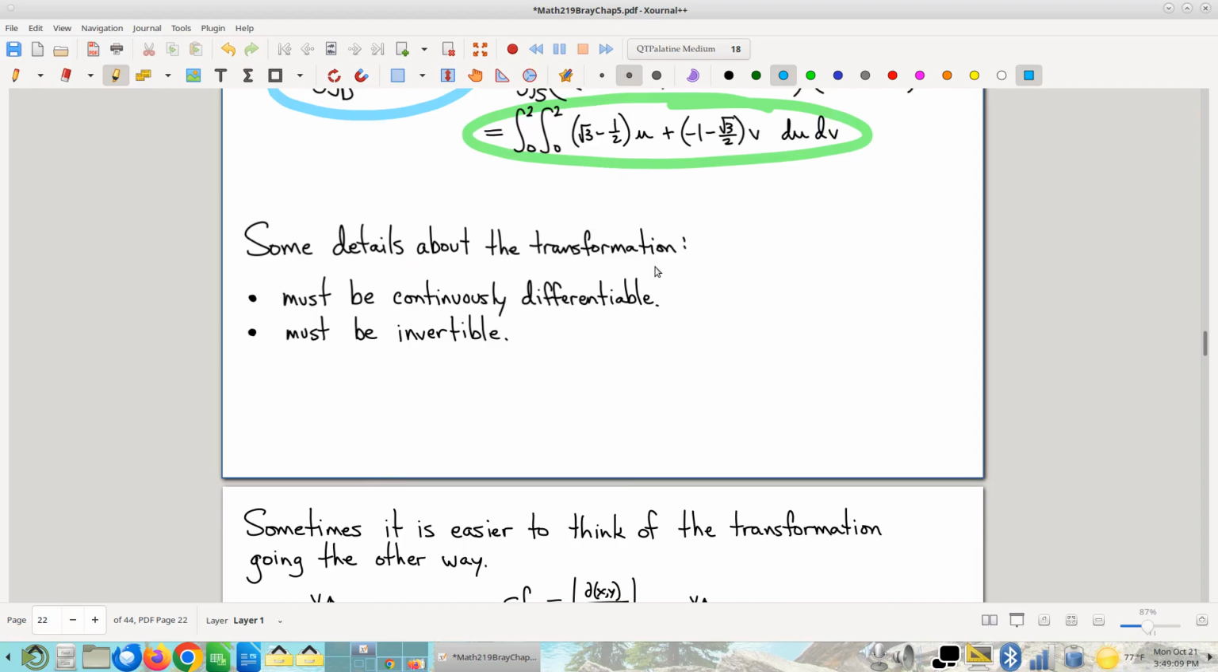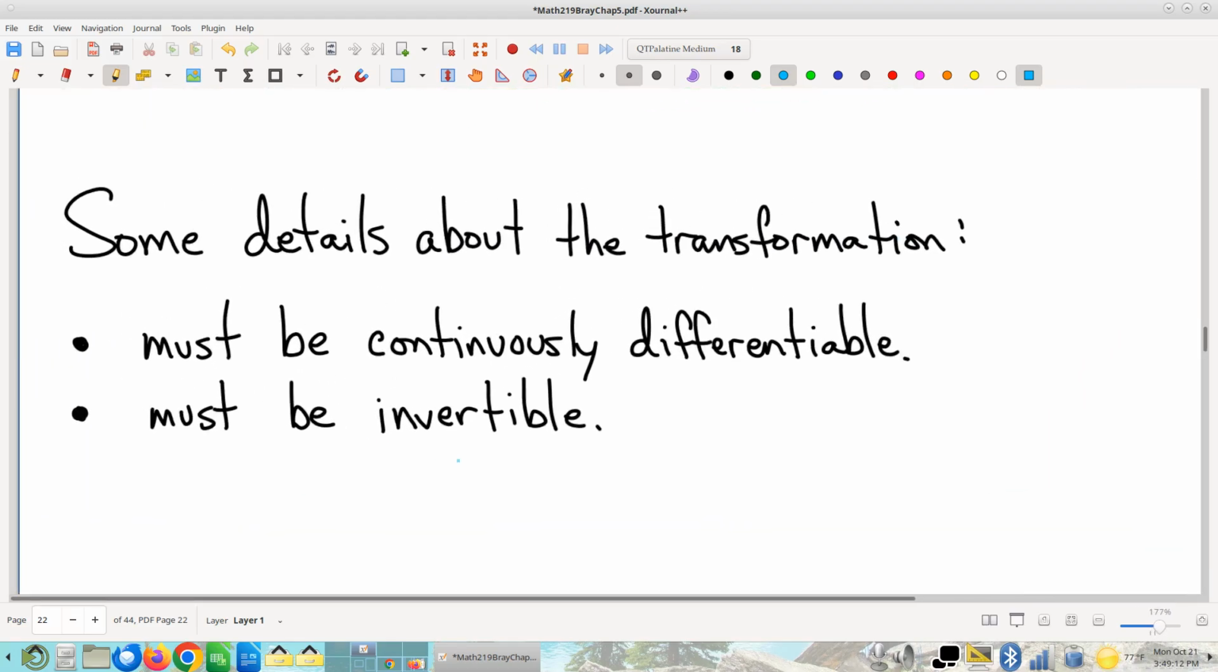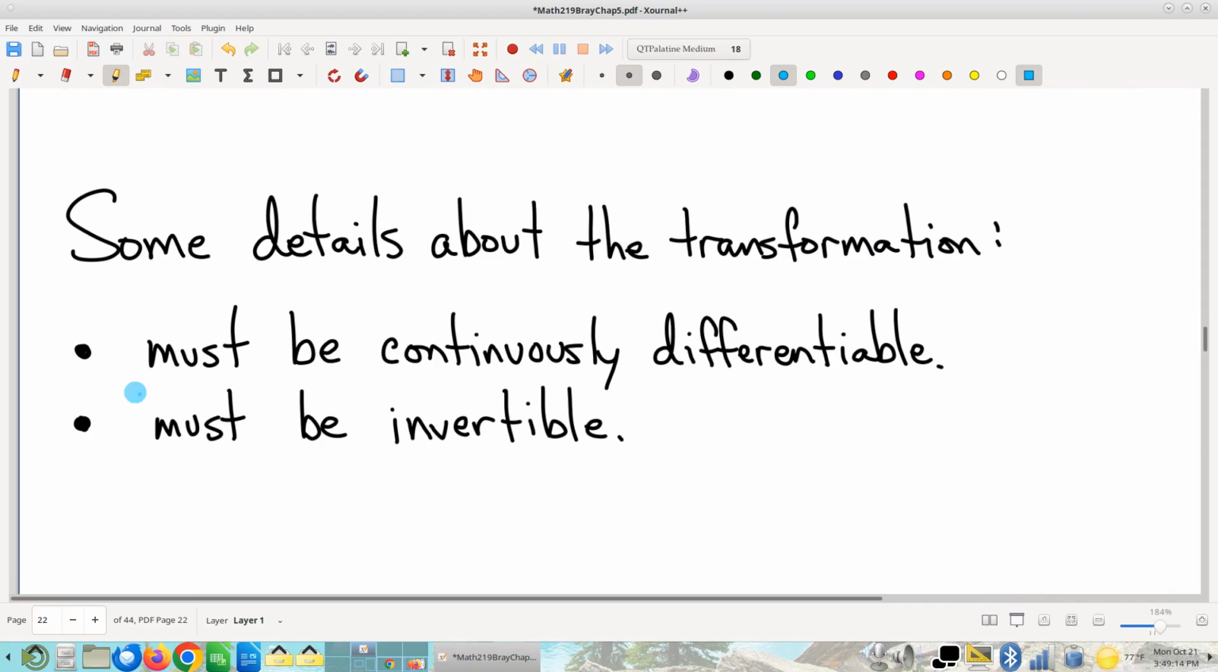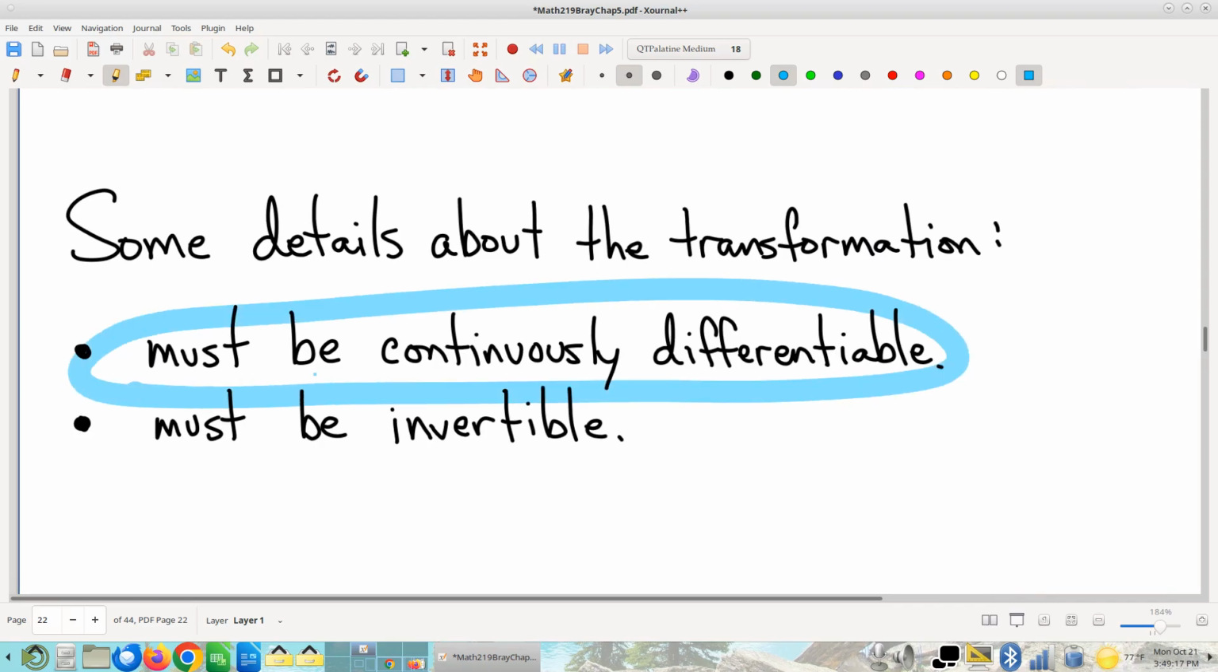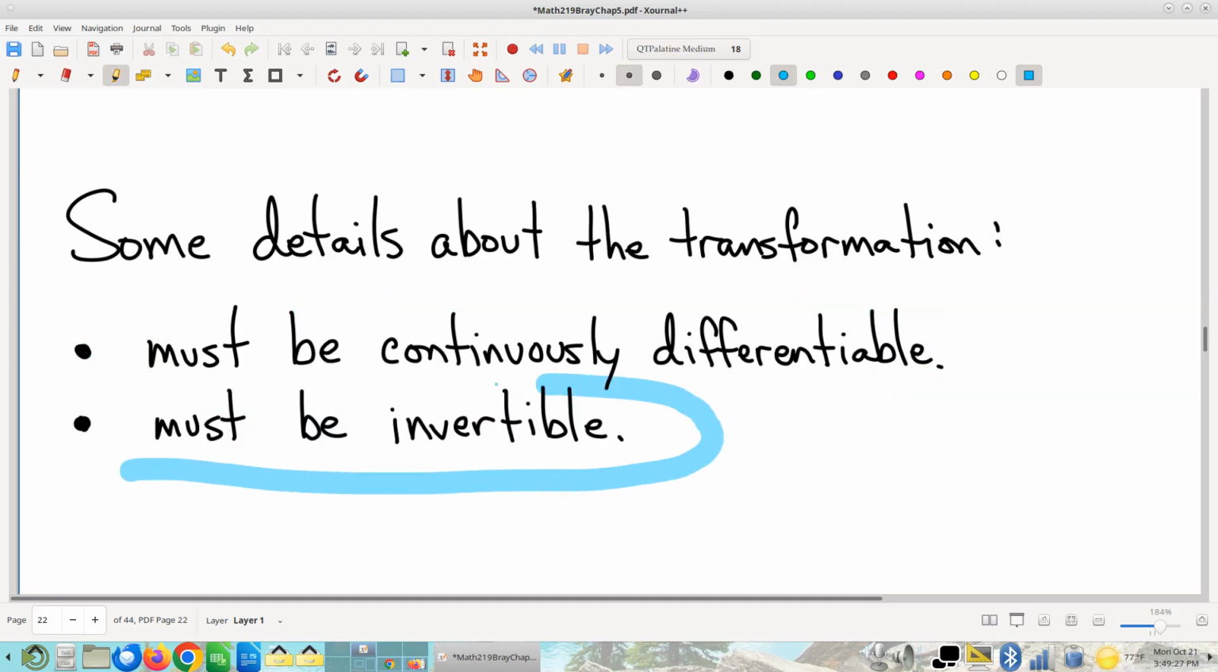Okay, a couple more little annoying details that have to get said. This is not going to be an issue at all, but just as a formality, I'll point out, yes, this change of variables function does have to be continuously differentiable. Nothing to worry about in this class. Also, not really anything to worry about, but at some point in the future, it is important that the change of variables function be invertible. If it's not invertible, then bad things happen. It has to do with the absolute values, and this is not something I want to spend class time on.